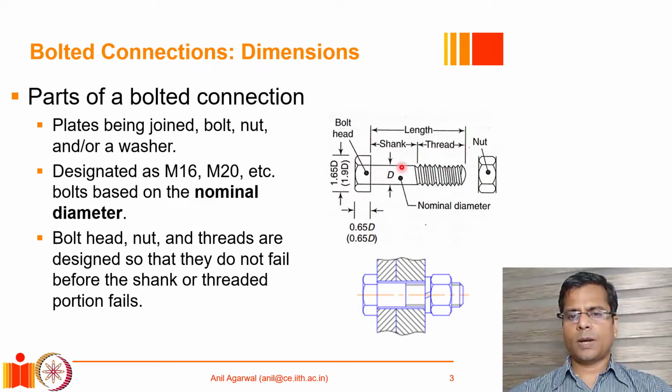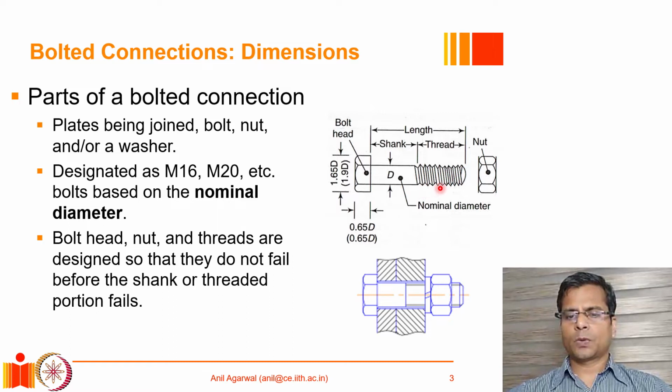The shank, and then the threaded portion of the bolt. So in addition to that, there is a nut. The nut in geometry is very similar to the bolt head. The dimensions of all these individual parts are given in various international and Indian codes. We will discuss those.